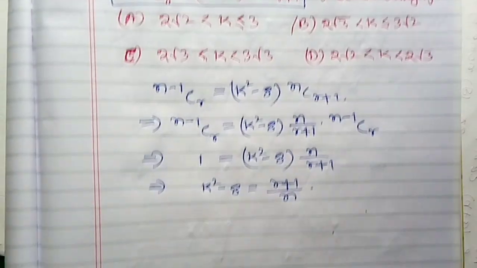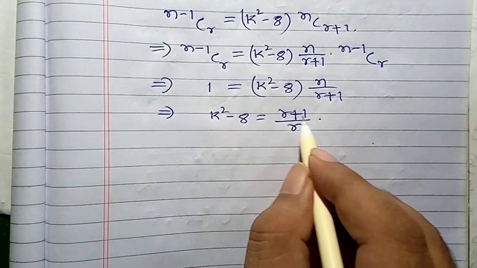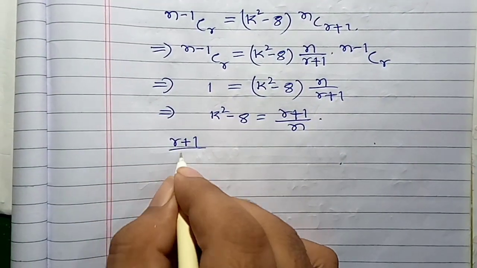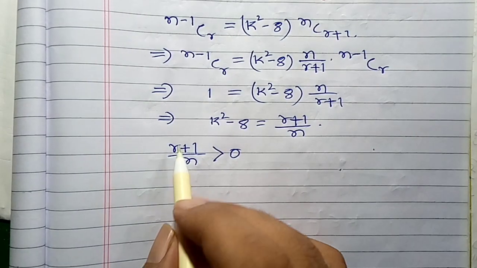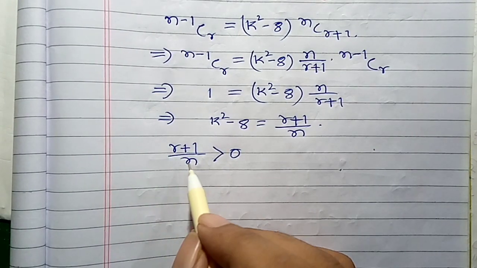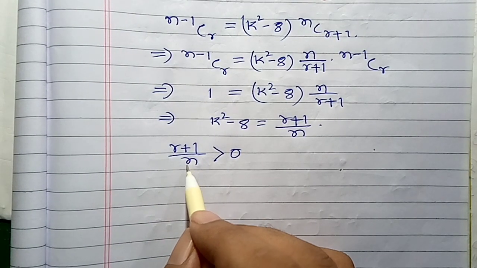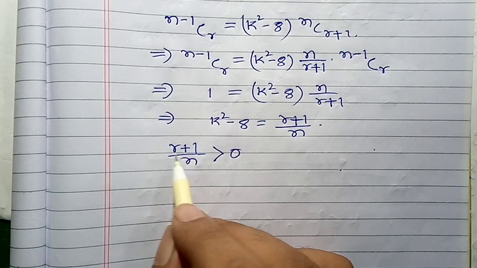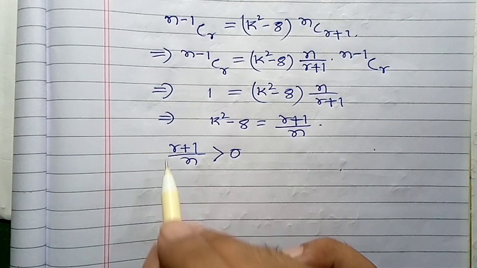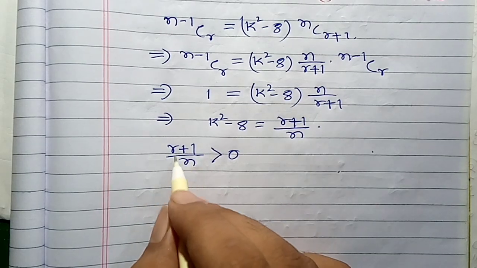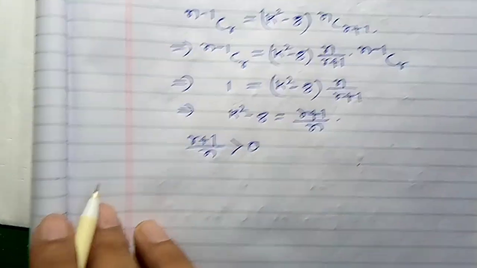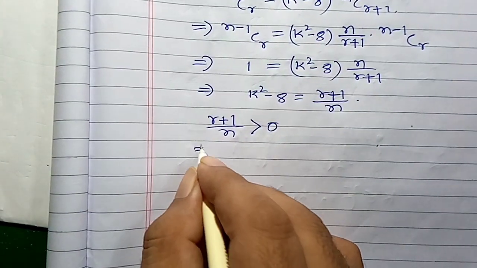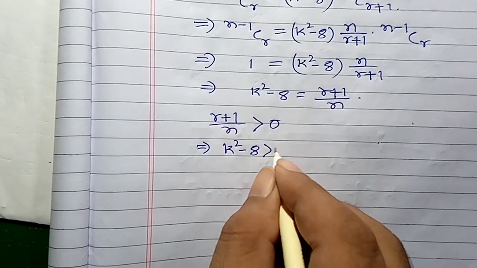upon n. Okay, now look, this is always positive, r plus 1 upon n is always positive. Why? Because here r and n are natural numbers. Okay, n cannot be 0 but r can be 0. Okay, but these are all positive, but r can be 0 except, so this will always be a positive number, so this is greater than 0. Therefore k square minus 8 greater than 0.